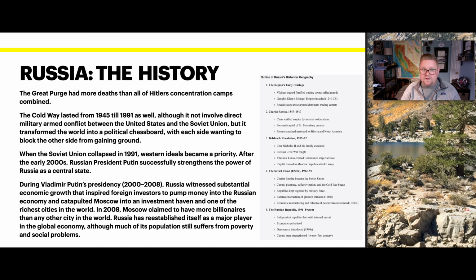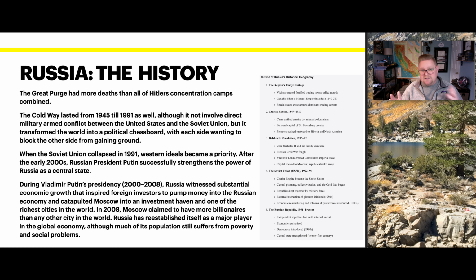The Cold War then lasted from 1945 to 1991, although not involved directly with military armed conflict with the United States, but it did transform the world into a political chessboard, and each side wanting to block the other from gaining ground.